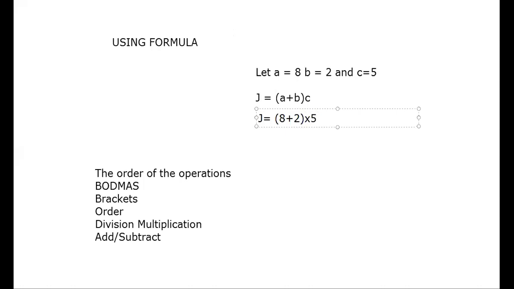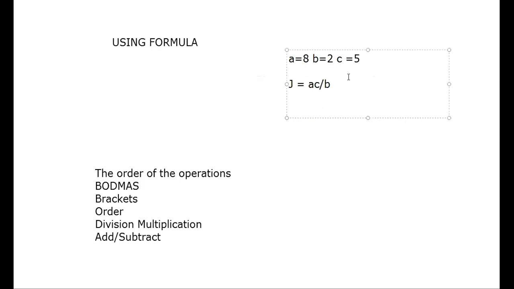Let's go back to the BODMAS here again. Brackets are done first, so the bit in brackets is done first. That gives you 8 plus 2 is 10. 10 times 5, which is 50. So again, we just replace everything and multiply by 5. That gives you 50.